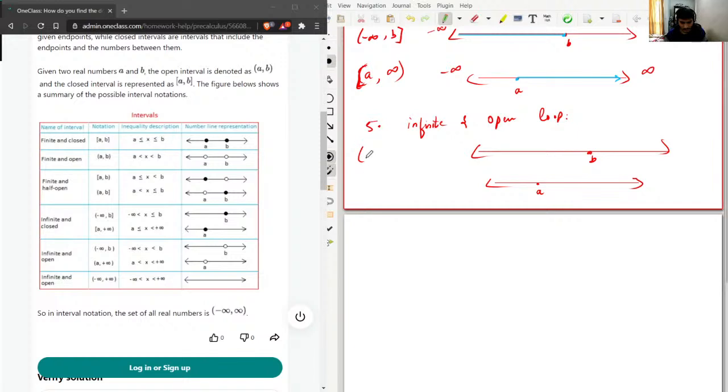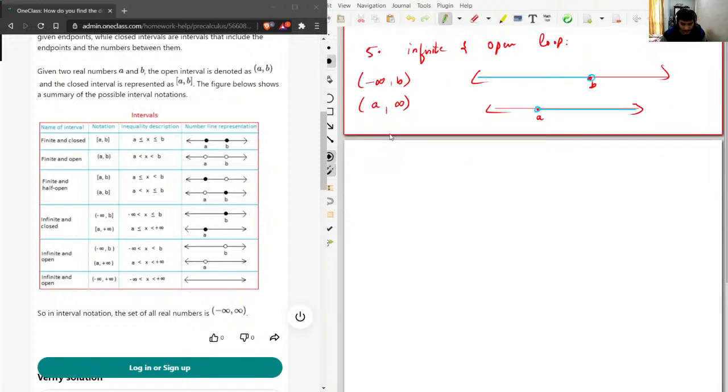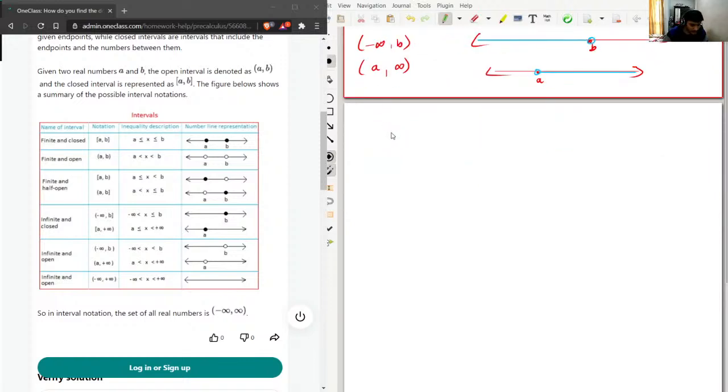So here it will be minus infinity till B, but B is not included. Here it is A to infinity, but A is not included. So I'll draw a circle here. That means A and B are not included, and this is from minus infinity, and this one is till plus infinity. And that is the case for real numbers.